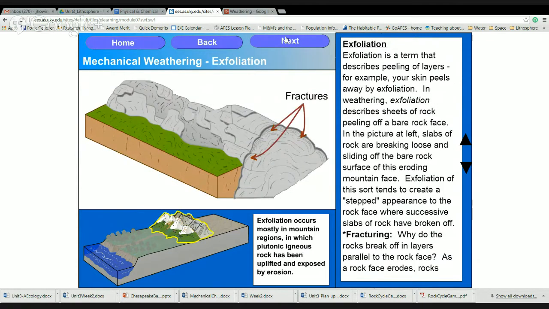The next kind of mechanical weathering that we're going to talk about is exfoliation. So sheets of rock are peeling off of a rock face. You can see here these little pieces of rock are peeling off of the rock face. It gives the rock a stepped appearance. And those rocks are breaking off parallel to the rock face. So it's those sheets of rock that are falling off. This is most common in igneous rocks like granite, and it occurs mostly in mountainous areas because you need that gravity to pull those pieces of rock down.